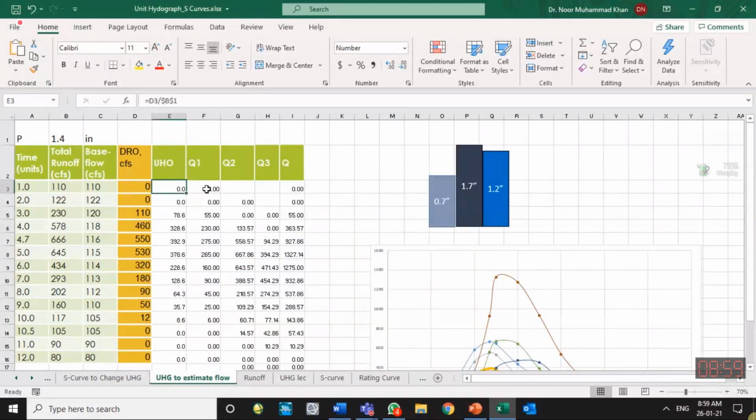Unit hydrograph multiplied by 0.7. So this is telling me the ordinates for the direct runoff because of this 0.7 inch pulse of the rainfall in the first 1.5 hours. We can plot them separately, but okay.